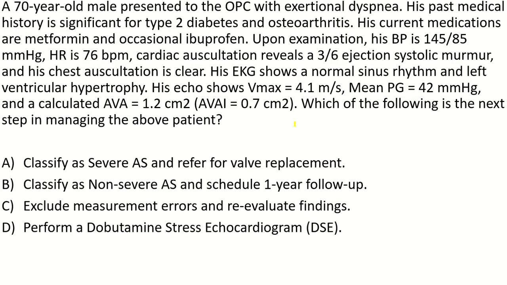Okay, the next question. We have a 70-year-old male presented to the OPC clinic with exertional dyspnea. His medical history is significant for type 2 diabetes and osteoarthritis, and his current medications are metformin and occasional ibuprofen. His cardiac auscultation reveals an ejection systolic murmur, and his echocardiography shows evidence of aortic stenosis. His Vmax is 4.1 and mean pressure gradient is 42. And his calculated aortic valve area is 1.2. The question asks which of the following is the next step in managing the above patient.